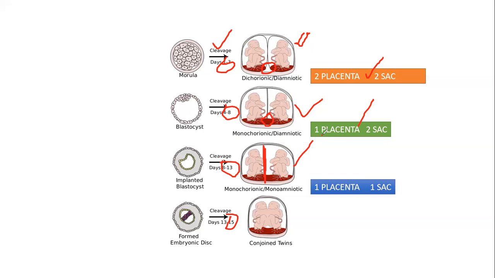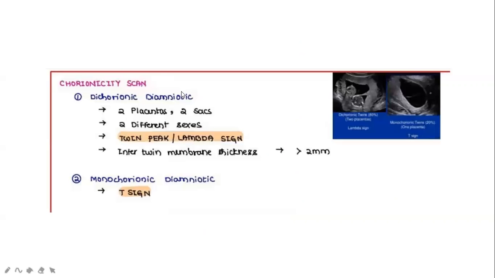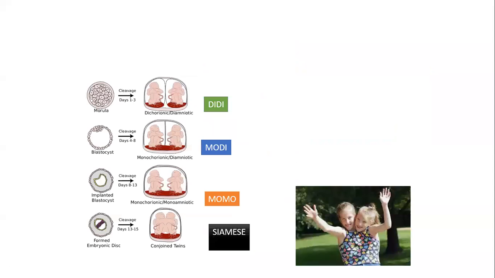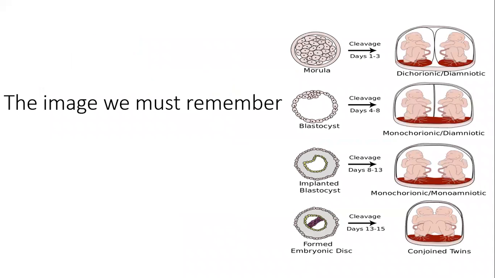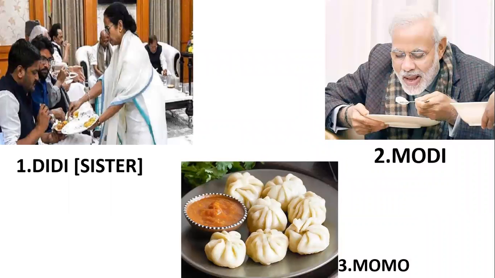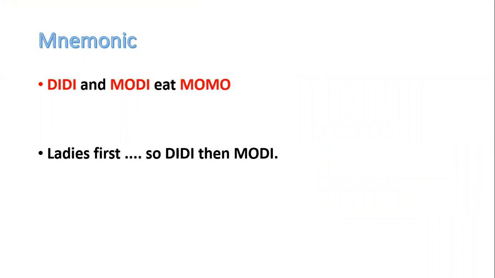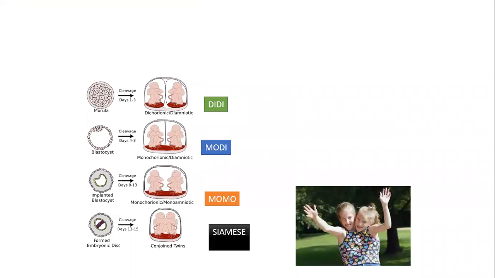So now I hope we are clear with all the mnemonics, right? It's very easy, you may find it funny also, but in the end you have to choose the correct answer, right? So once again we will see the mnemonic, this image. Didi means sister, so Didi, Modi, Momo. Didi and Modi eat momos, ladies first, so Didi and then Modi. So you can see once again, Didi, Modi, Momo, and then Siamese twins.